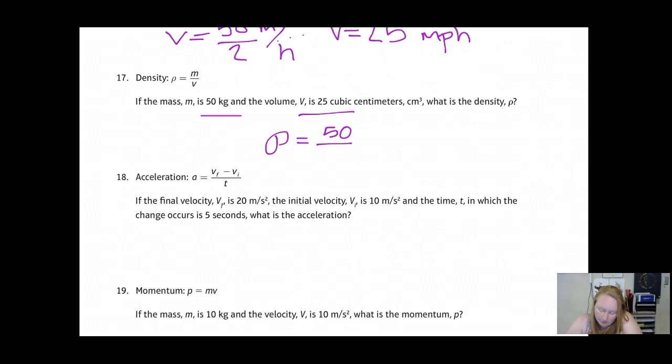50 over 25. So I'm going to do the math, and I'm going to say 50 divided by 25 is 2. So I get 2 kilograms per centimeter cubed. Okay, because I have to include those units again.